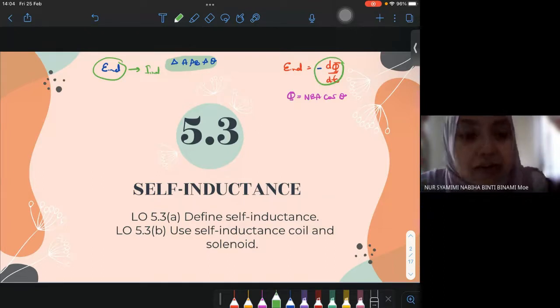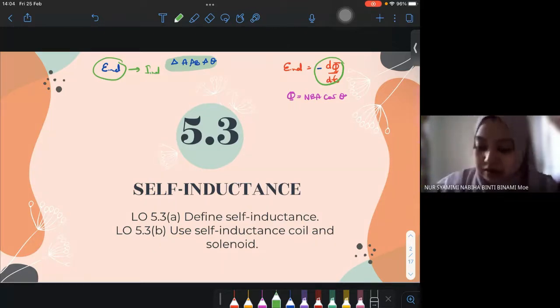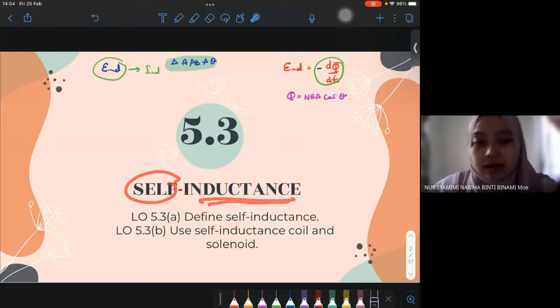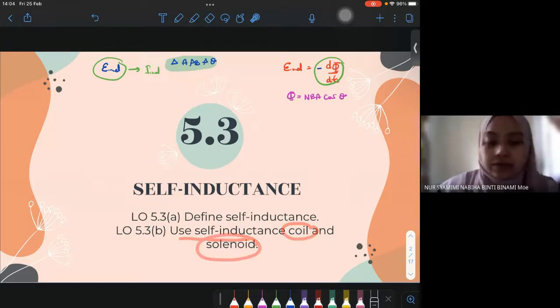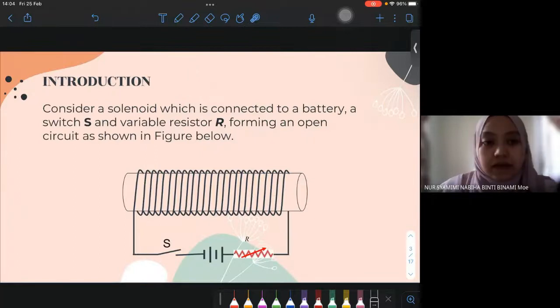Hari ini kita nak masuk kepada 5.3 self-inductance. So nama pun self-inductance, diri dia sendiri yang boleh menghasilkan induced current. So macam mana diri dia sendiri nak hasilkan induced current? Learning objective 5.3a, you need to define what is self-inductance, and learning objective 5.3b, use self-inductance for the coil and for the solenoid. So we go terus, what is self-inductance?